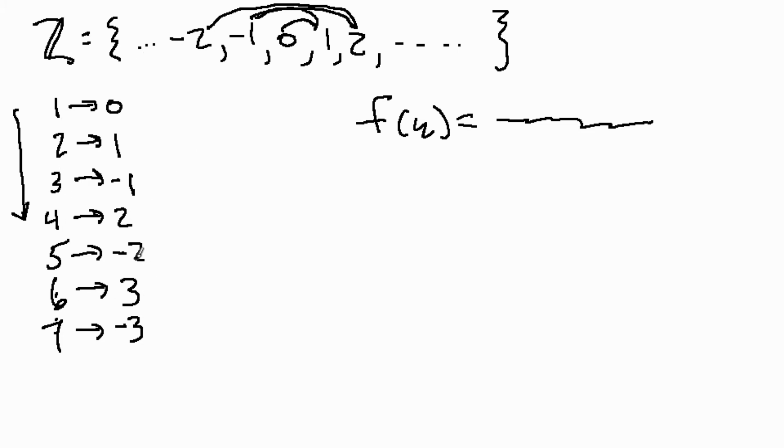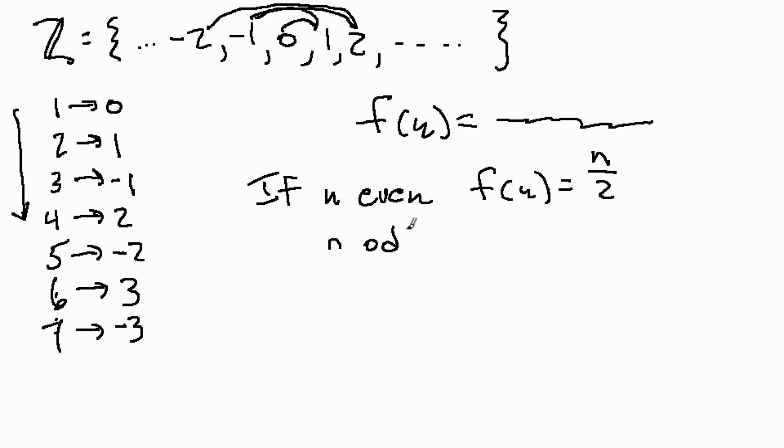I think we can almost figure out what the function is. It looks like the even numbers go to exactly 1/2 of them. So I'm going to come over here and say, if n is even, then f of n is equal to n over 2, okay? If n is odd, then what can you say about it? Well, it looks like it goes to n minus 1 over 2, but with a minus sign in front of it. F of n is equal to n minus 1 over 2 with a minus sign in front.